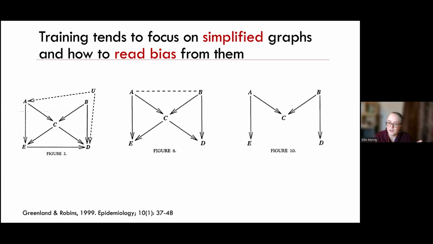But a lot of people have seen these in the literature. These ones are taken from Greenland and Robins 1999, which is sort of the first causal DAG paper for epi. And people have seen these, and so they think, okay, a DAG should have 5 or 6 variables and only a few arrows. But that's really not what we need when we're trying to summarize the state of the world.